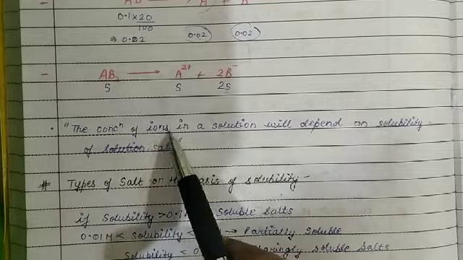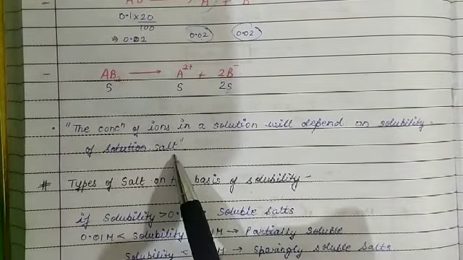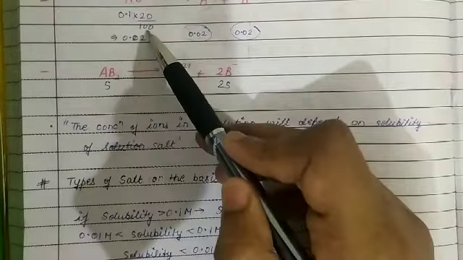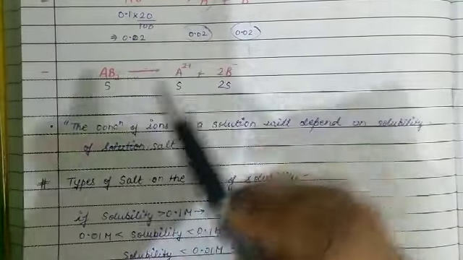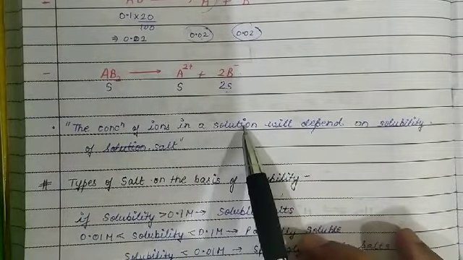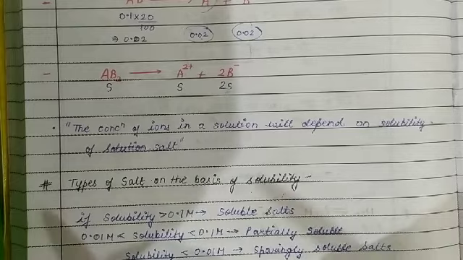As we know, the concentration of ion in a solution will depend on the solubility of the salt. For example, at 20% solubility is less, at 80% solubility is more. Therefore, the concentration of ion in a solution depends on how much salt is soluble.